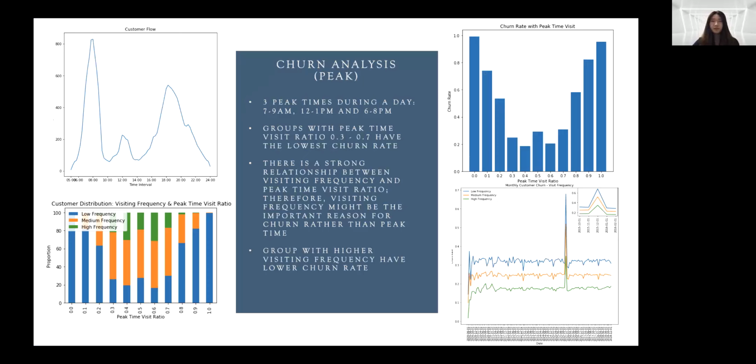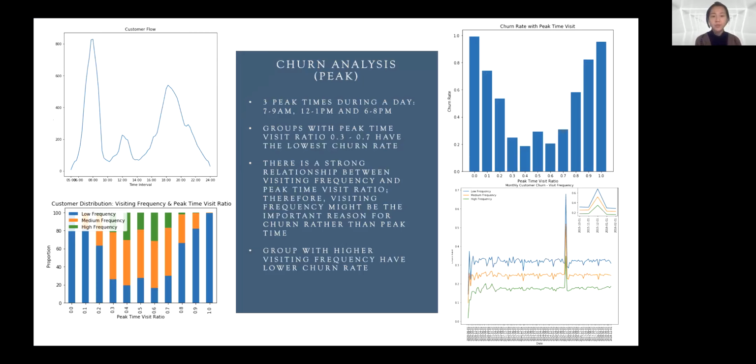Now, try to imagine that you visit a crowded gym and you spend an hour to find a place. Are you willing to visit the gym again? So first, we plot the customer flow of the gym, and the three pics show that the gym is very crowded in the morning, evening, and afternoon.